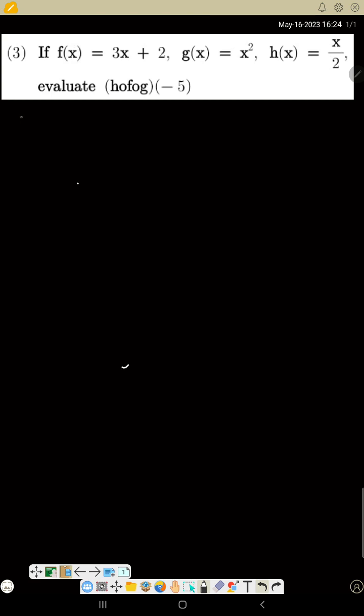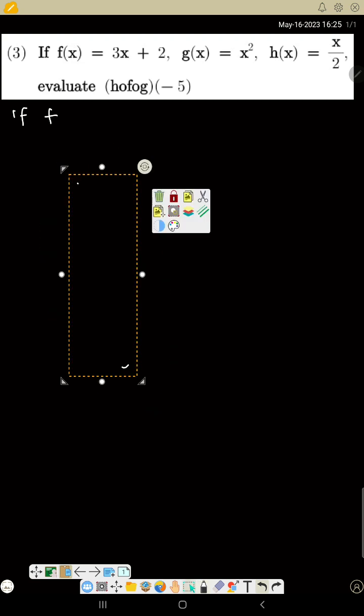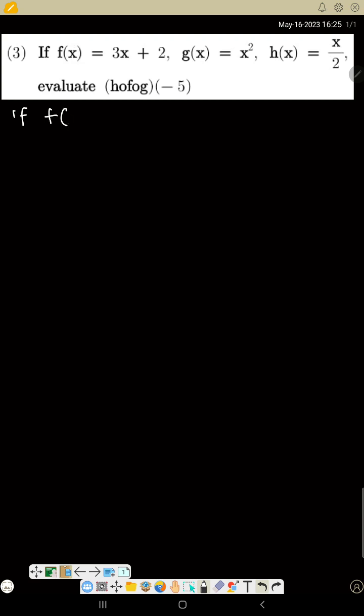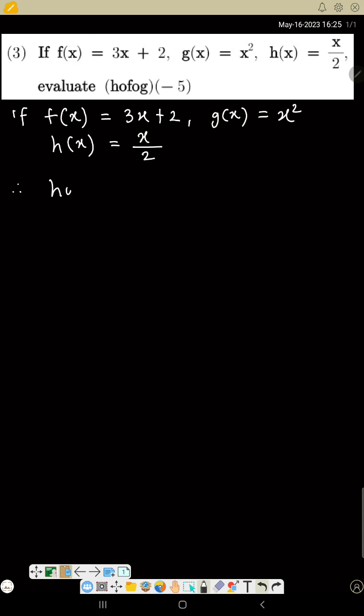So the third one, if f of s is equals to 3s plus 2, g of s is equals to s squared, h of s is equals to s over 2, then evaluate h of f of g, then of minus 5. So that means we'll do it one by one.